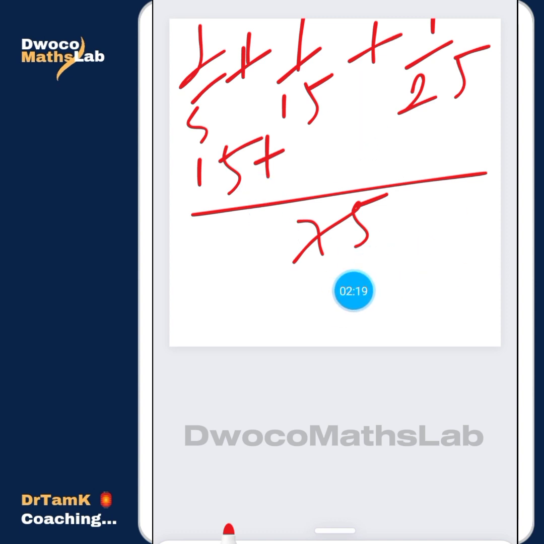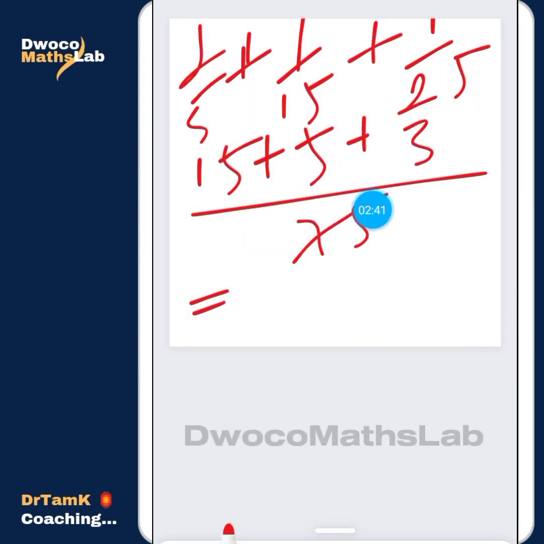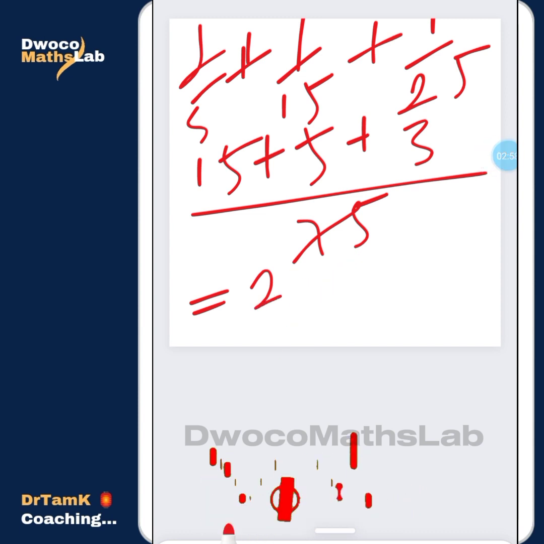If the common denominator is 75, 5 into 75 is going to give us 15, and 15 into 75 is going to give us 5, and 25 into 75 gives us 3. So add these up, that's going to give us 23. So we have 23 divided by 75.